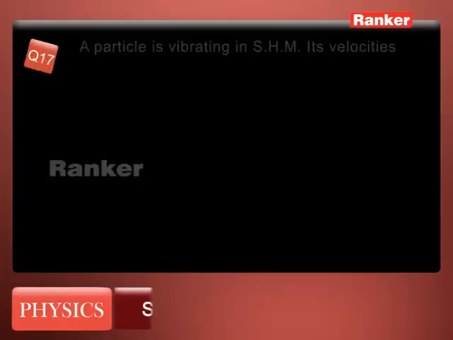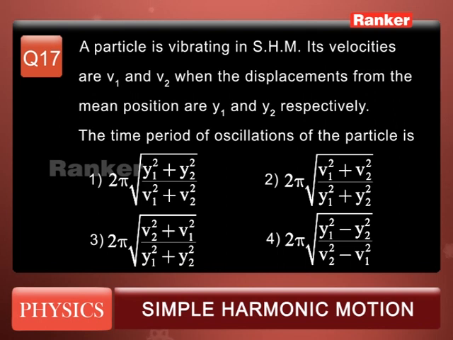Question number 17. A particle is vibrating in SHM. Its velocities are v1 and v2 when the displacements from the mean position are y1 and y2. The time period of oscillation of the particle is given as: first option, 2 pi root over y1 square plus y2 square by v1 square plus v2 square. Second option, 2 pi root over v1 square plus v2 square by y1 square plus y2 square. Third option, 2 pi root over v2 square plus v1 square by y1 square plus y2 square. And the fourth option, 2 pi root over y1 square minus y2 square by v2 square plus v1 square.